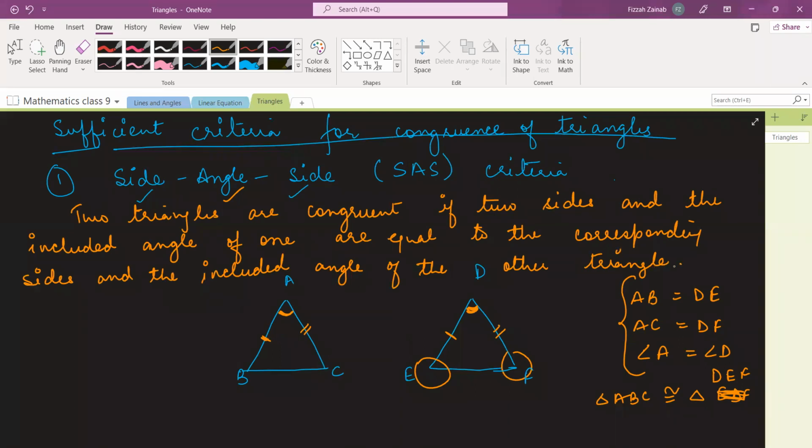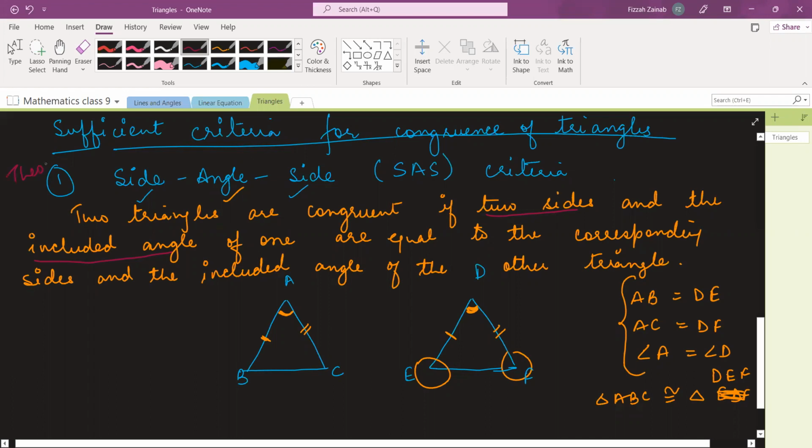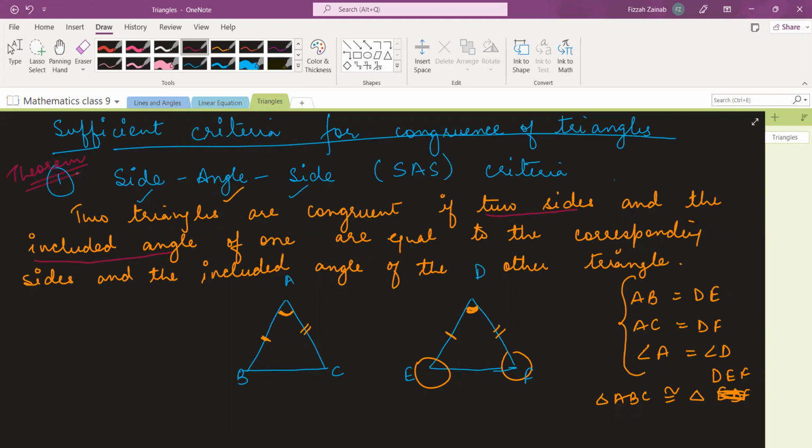Now please read this sentence again. Two triangles are congruent if two sides and the included angle of one triangle are equal to the corresponding sides and the included angle of the other. So they are congruent, right? This is actually a theorem, but the proof is not required for exams. So you just have to know what is SAS criteria. We are not going to do its proof.